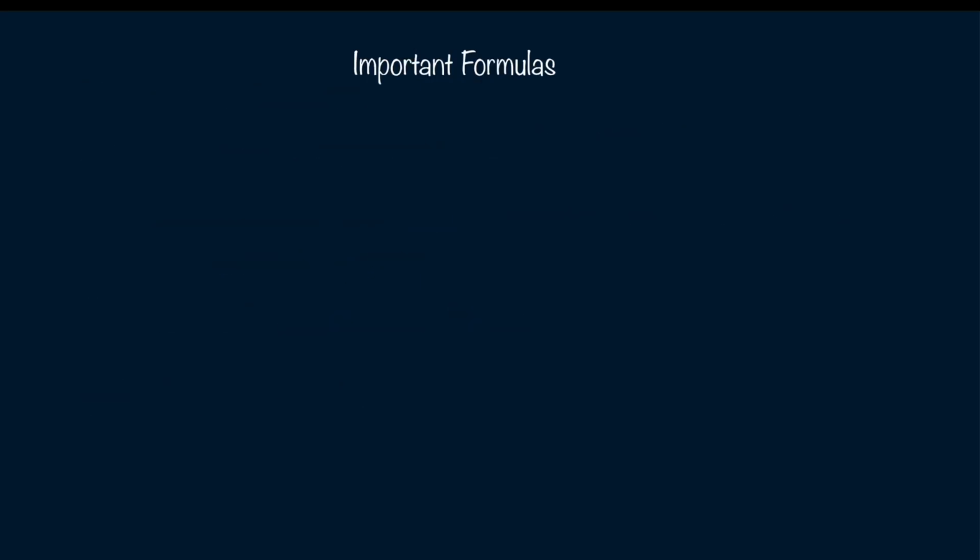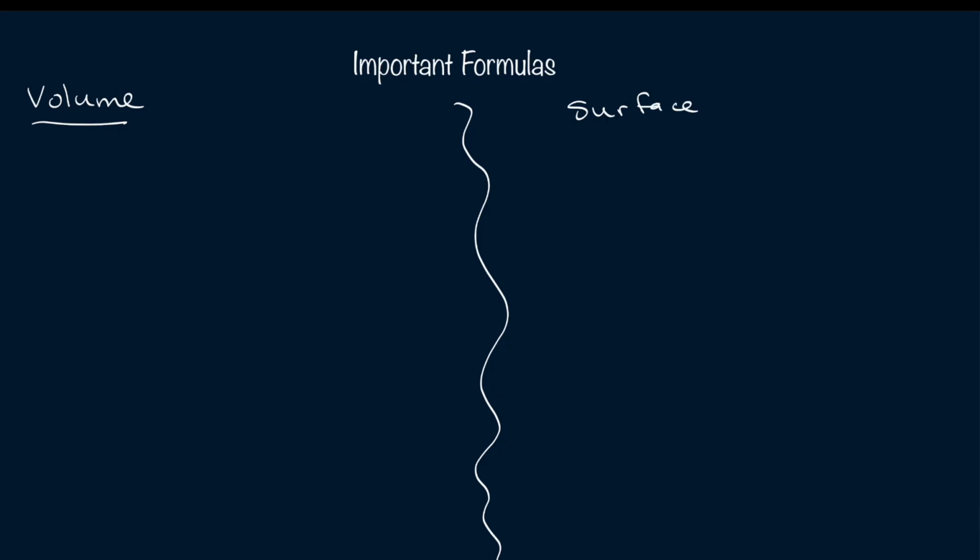So now we're going to go into some important formulas that you should have on hand or at least have memorized when you're doing these problems. We're going to split them into 2 categories. On the left side, we're going to have volume, and on the right hand side, we are going to have surface area. These are just your common ones that you're definitely going to see when you're doing optimization problems.